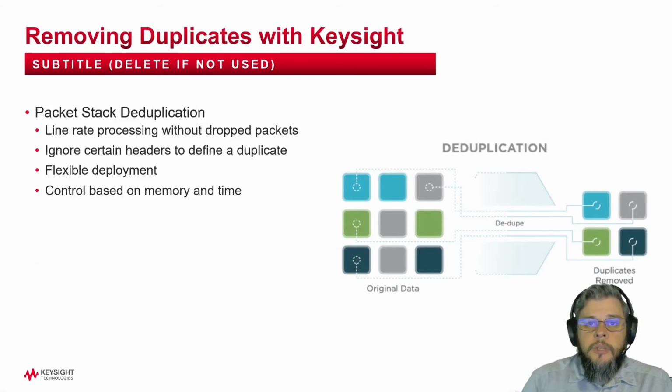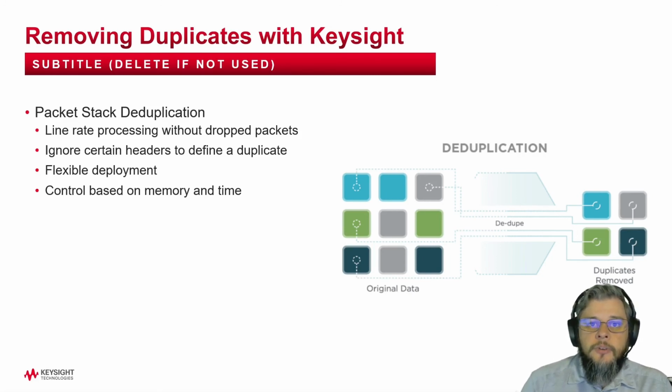So with Keysight, we do deduplication a little bit differently than our competitors. We do dedupe in hardware, which means that we do not drop packets. We can perform deduplication at line rate for all packet sizes. We actually have the ability to determine what we consider a duplicate, meaning I can ignore certain headers so that MAC addresses or IP addresses can change as the packets flow through the network, but if the payload stays the same, then it's considered a duplicate and we can remove duplicate packets. Additionally, we can set up time-based or memory-based configuration of our deduplication engine as well.